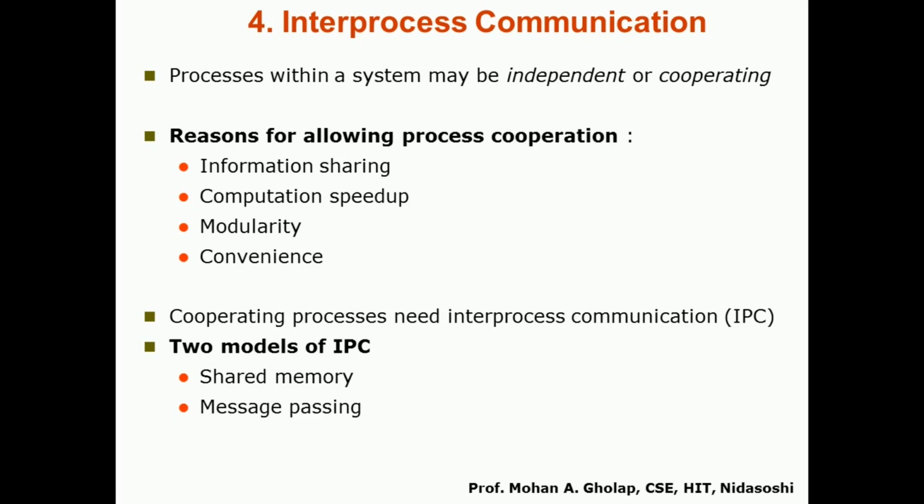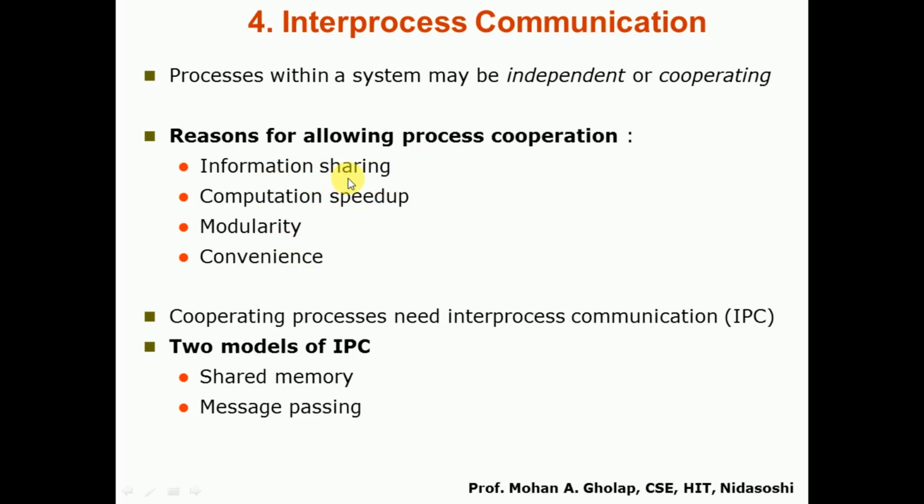Next we'll see the reasons for allowing process cooperation. For what reason do we have to permit these cooperating processes? Again there are many circumstances in which this may be required. Here we have listed them: information sharing, computation speed up, modularity, and convenience.